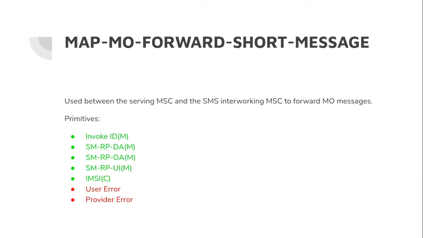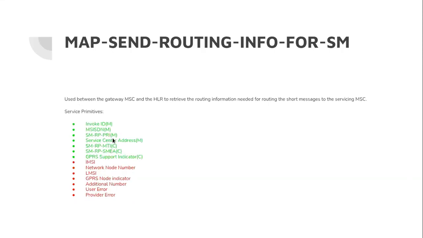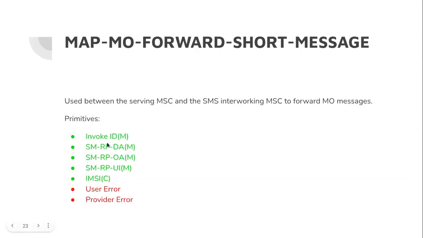Then we have the originating address. Those are service center number, and yes, that is the originating address. Then we have the UI, which is the user information. We said this carries the actual message. Then we have the IMSI. Yes. And then the ones that are labeled M are mandatory fields, as you can see, mandatory for SRI. Then the C is conditional. Yes. Then we have the response, which could be a user error or a provider error.